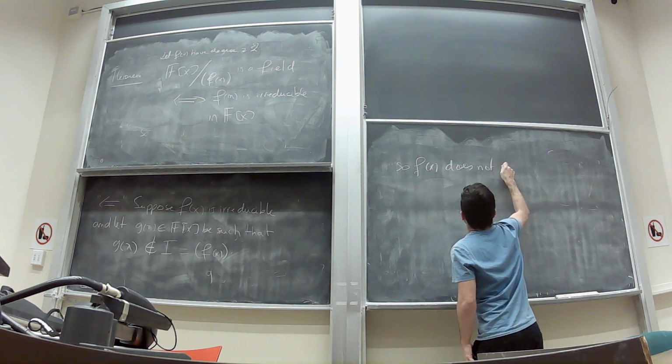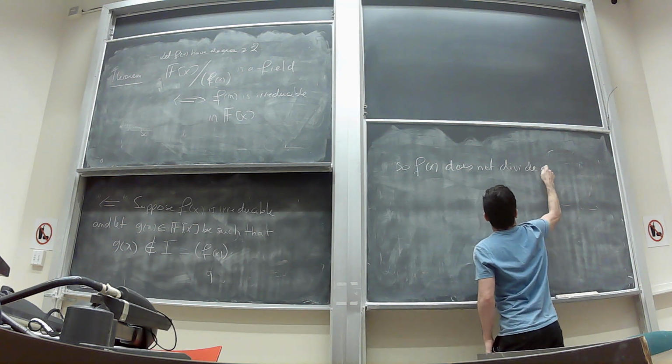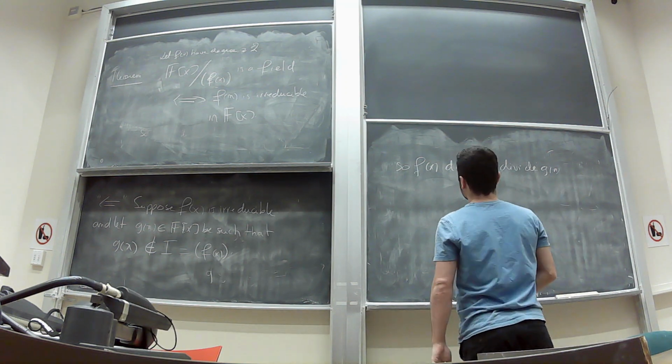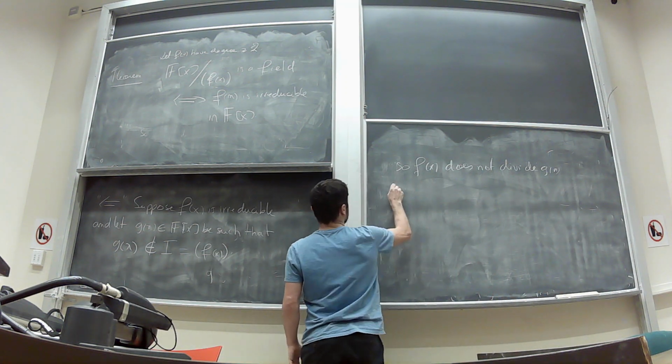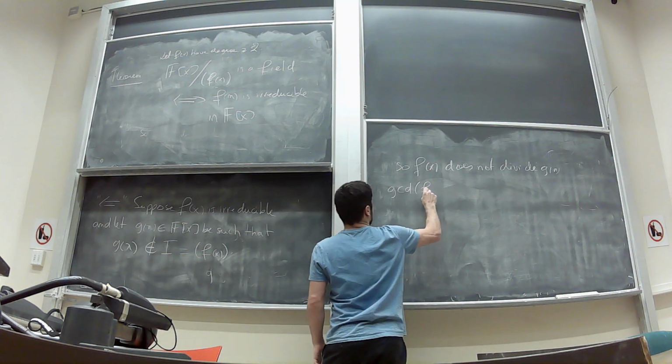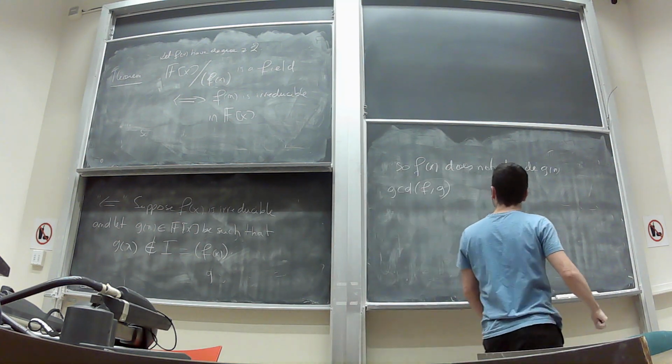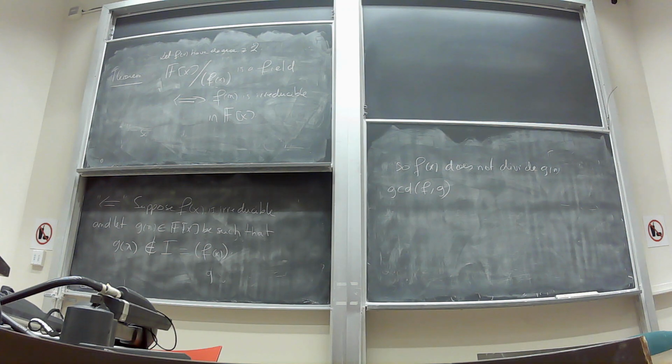Does not divide g of x. Now, what is the GCD of f and g? What is the GCD of f and g in that case? Again, f is a prime number. Always assume that f is a prime. Exactly. Assume that f is a prime number.